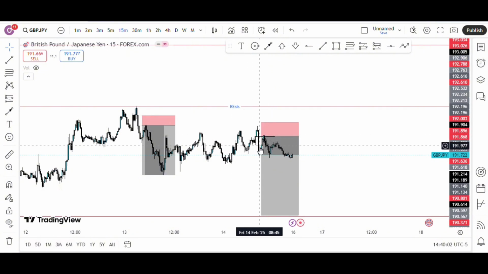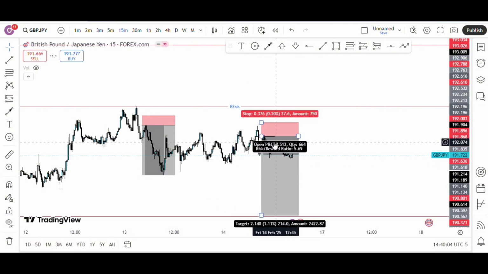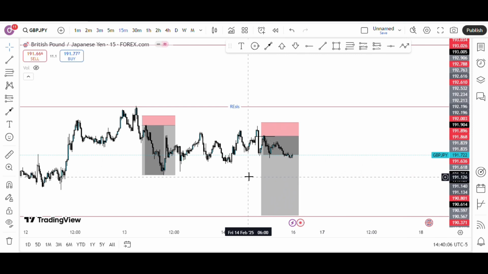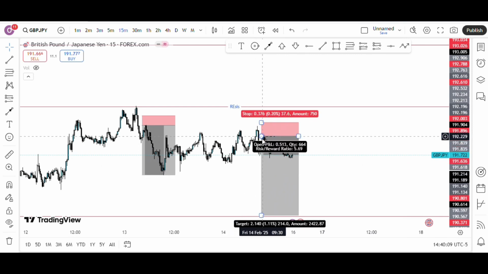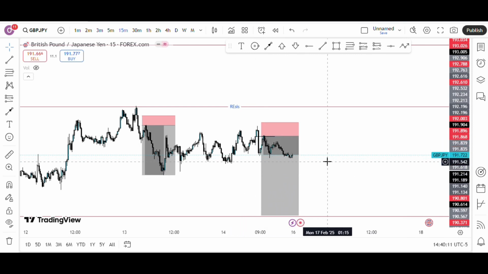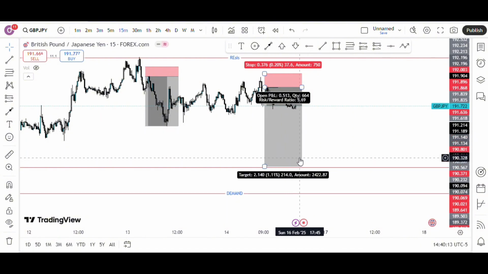Then after sweeping that, I was actually holding this trade when it closed. So you can see that the market went back into the zone. We took our entry from that zone. Now we're going to be holding the trade to this very zone.